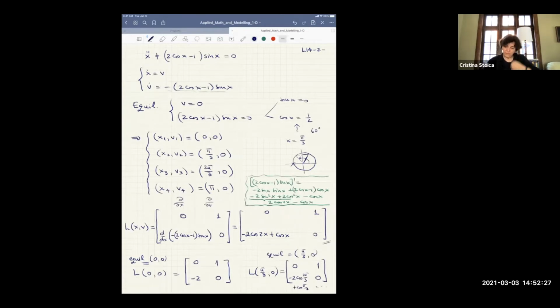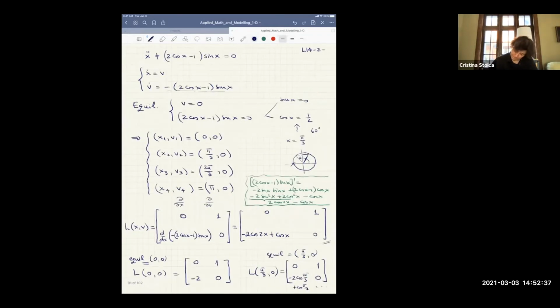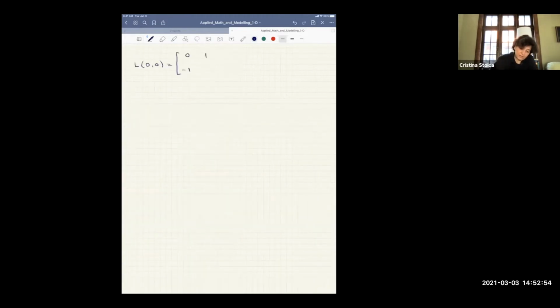Okay, here I'm going to flip the page. I do have this done somehow. So L at (0, 0) is, right? This is −2 + 1. Good. We'll just correct it there. So it's −2 + 1 because we have a plus cosine 0. So L at (0, 0) is [0, 1; −1, 1]. And then we do eigenvalues. Once we do them, you're going to end up with λ1,2 = ±i. So this had better be a center, yeah? Okay.